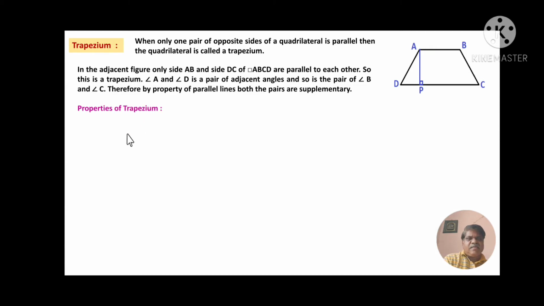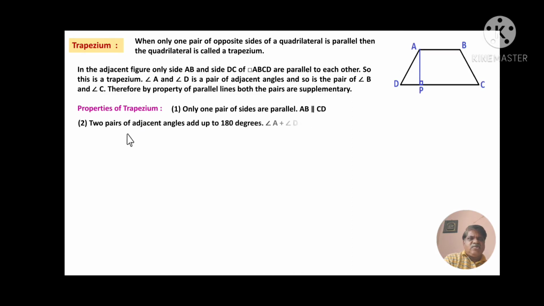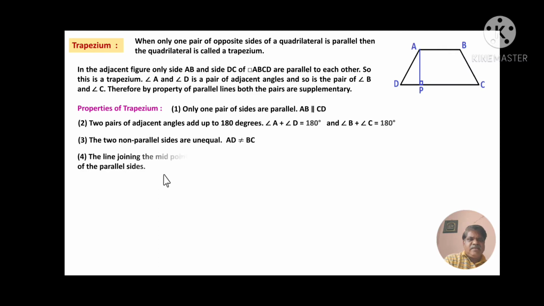Properties of this trapezium. Number 1, only one pair of opposite sides is parallel, that is AB and CD. Two pairs of adjacent angles add up to 180 degrees, that is angle A plus angle D is equal to 180 and angle B plus angle C is equal to 180 degrees. The two non-parallel sides are unequal, that is AD is not equal to BC.